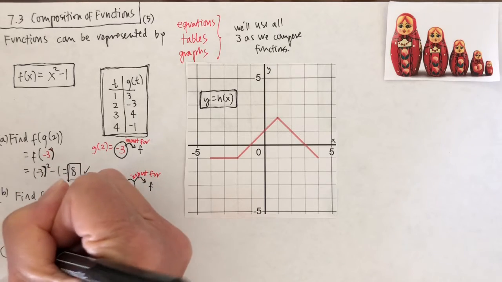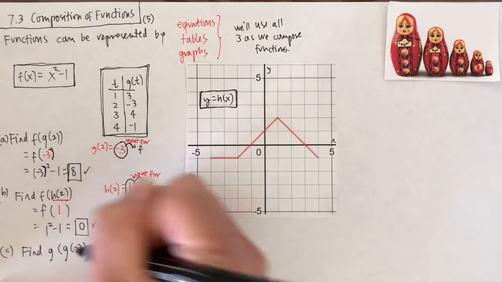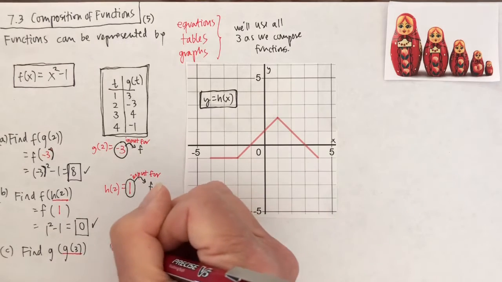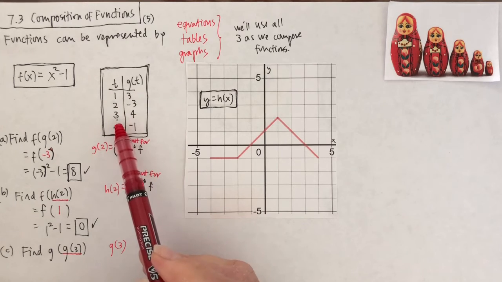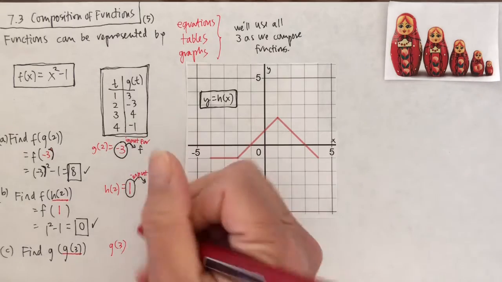Okay, here's a good example. Let's compose a function with itself. Find g of 3. Same process, really. We're going to start here. Find g of 3. So g of 3, go to my function g in my table. My input is 3, so my output, g of 3, is 4.